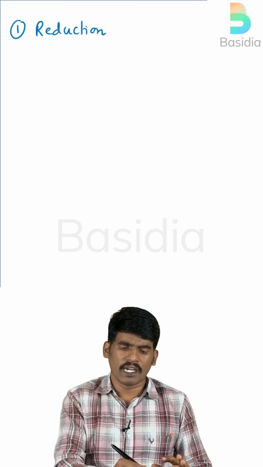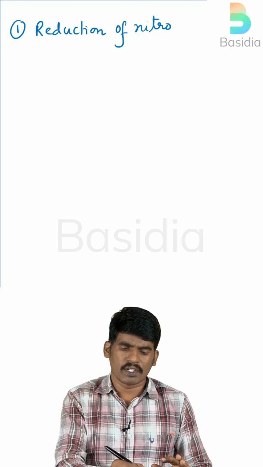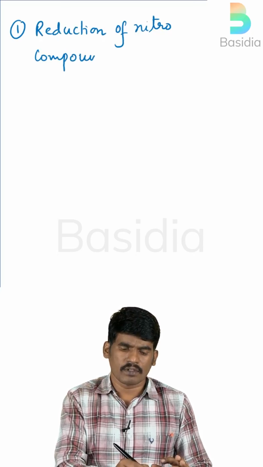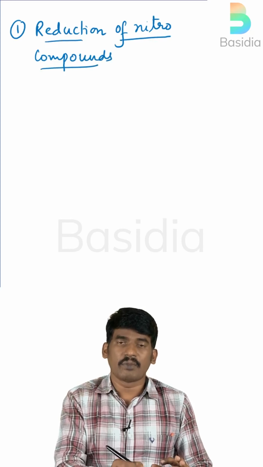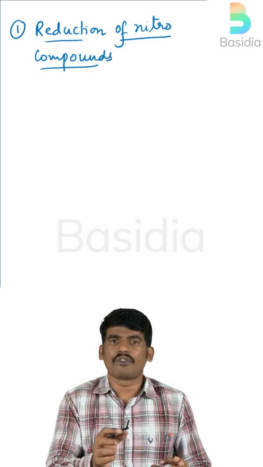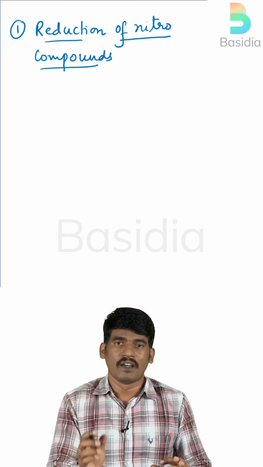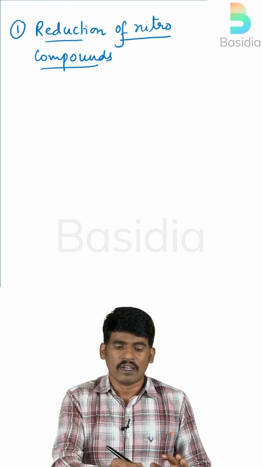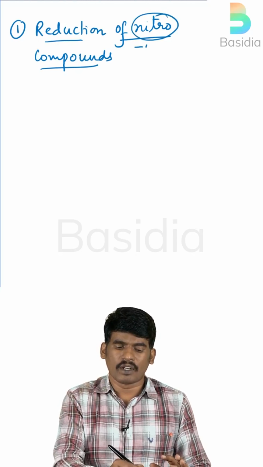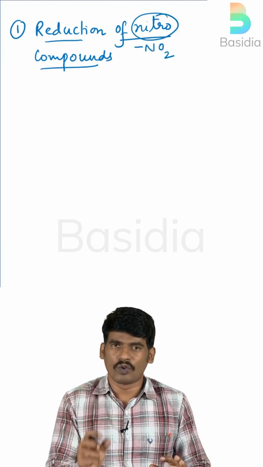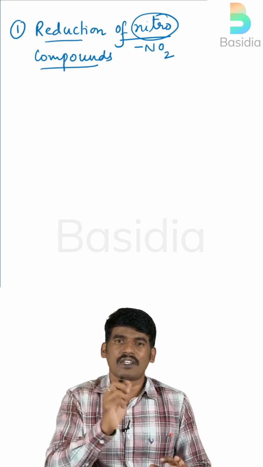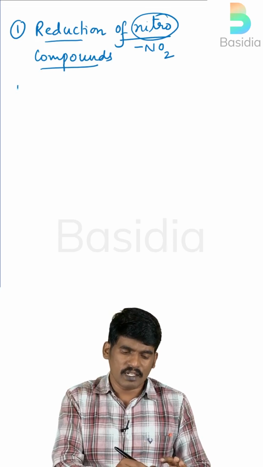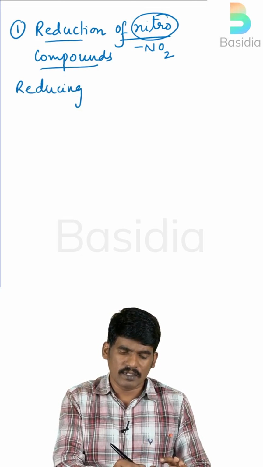Let's talk about the first preparation method of amines, that is reduction of nitro compounds. Reduction means addition of hydrogen and removal of oxygen. Addition of hydrogens and removal of oxygens is called reduction. In the nitro group, that is NO2, oxygen is removed and hydrogen is added. And for reduction, obviously we require reducing agents, right?